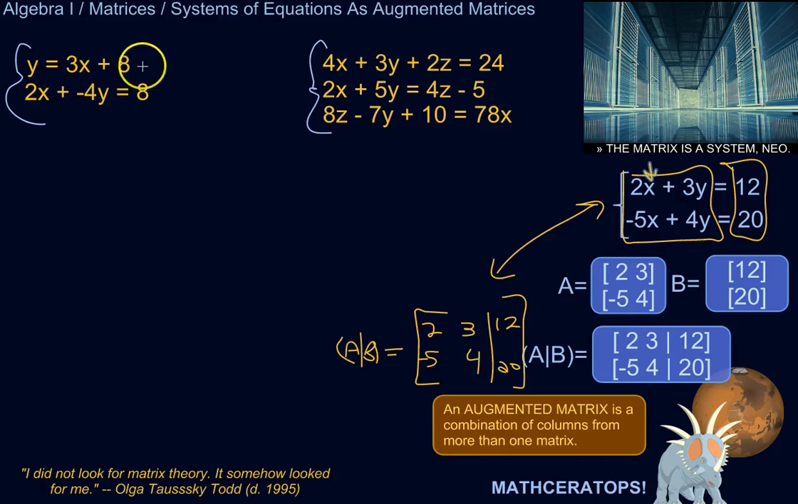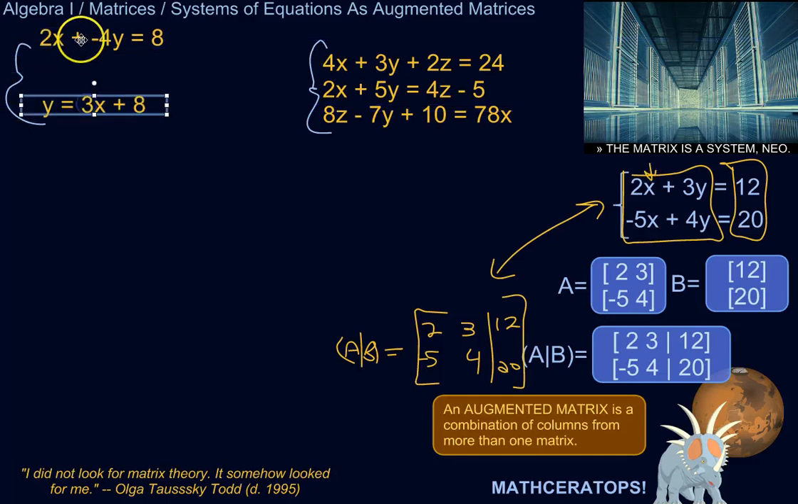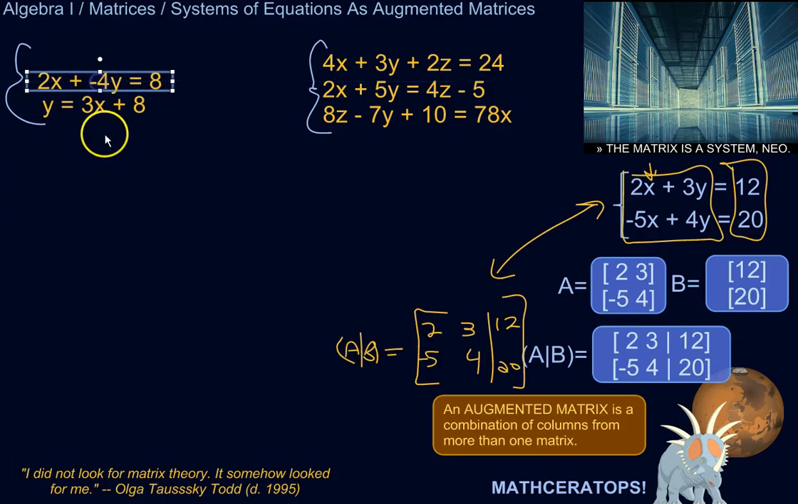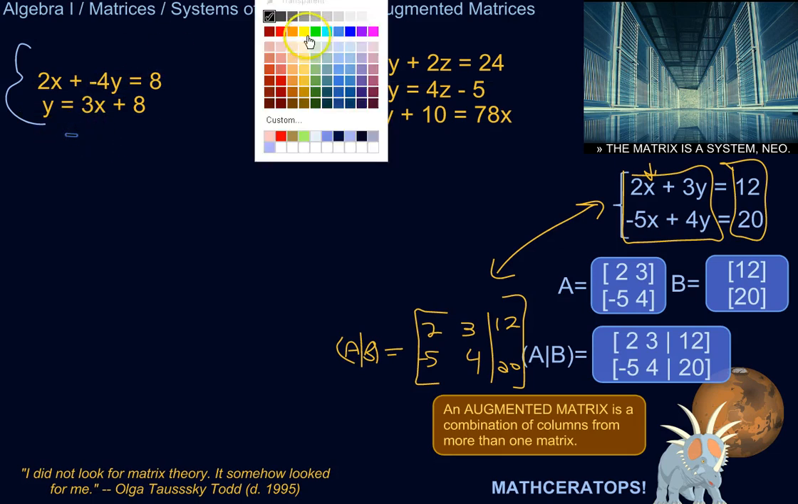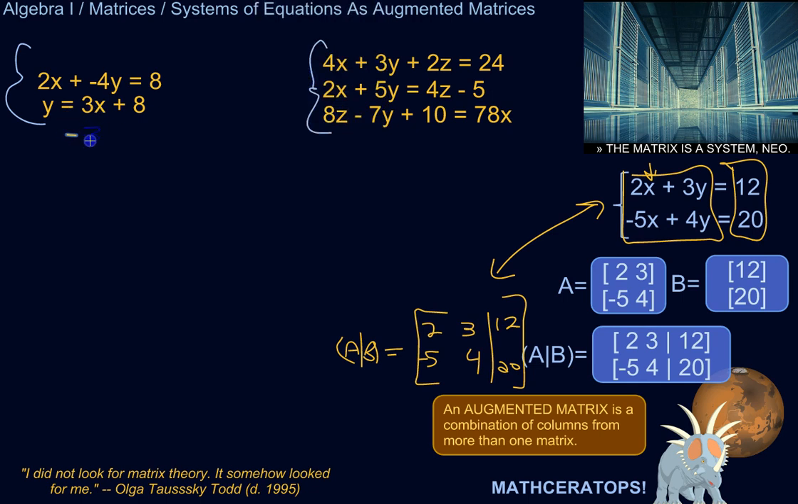All right, so top guy's fine. Let's rearrange the bottom one. I guess I'll just subtract 3x from both sides to move it over. So I've got y minus 3x, what's left over, equals 8.